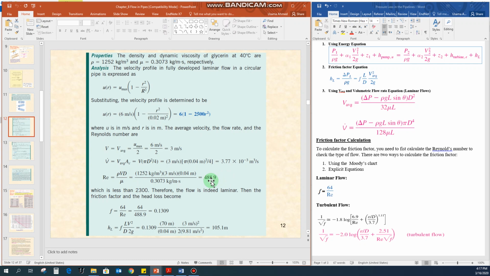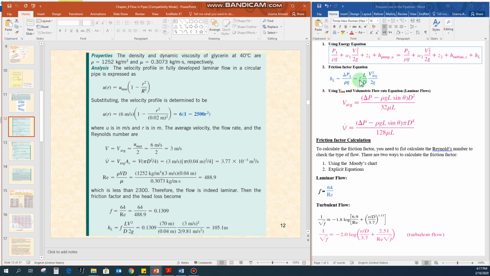laminar flow. So for laminar flow, what we have seen here is that we can directly use this friction factor equation to calculate the value. So you have the value for the Reynolds number, 488.9, and you will use this equation to get the value for the friction factor. Now the terms in this equation have been completed.